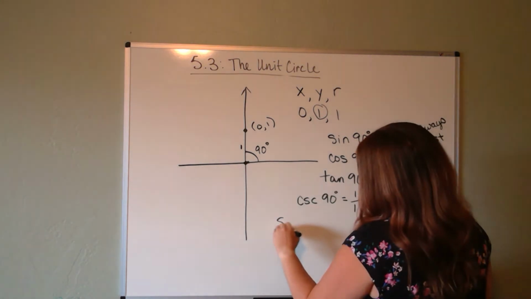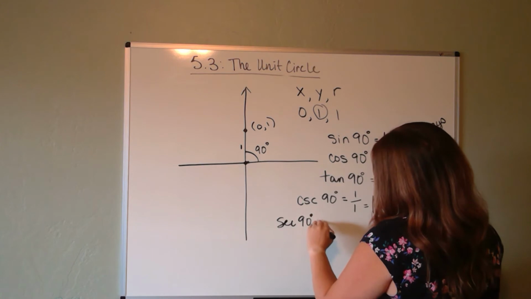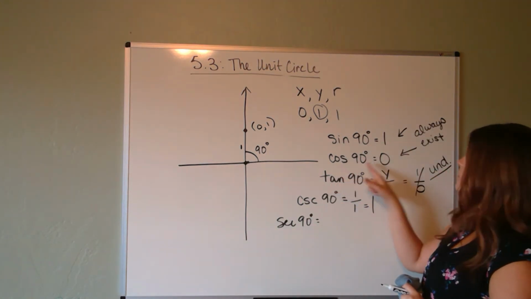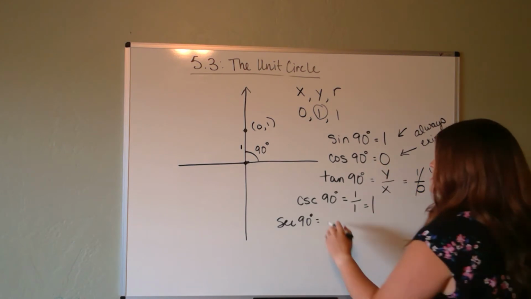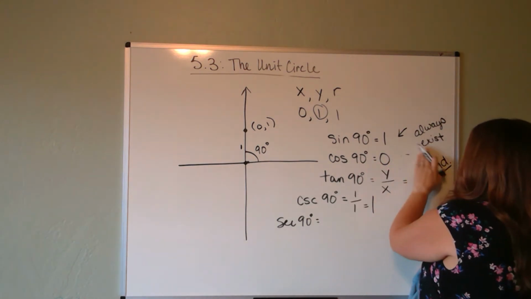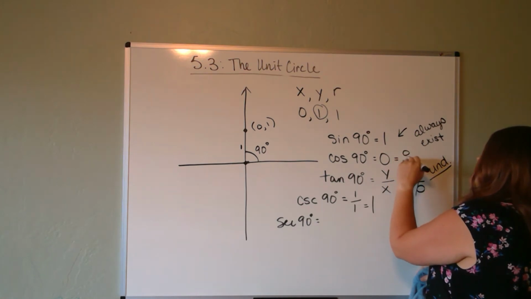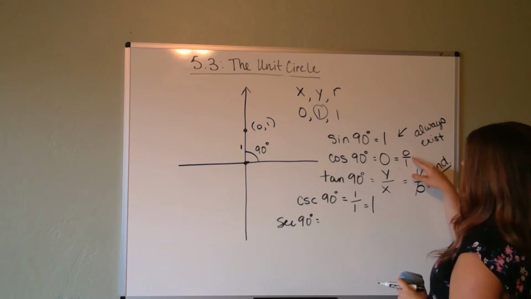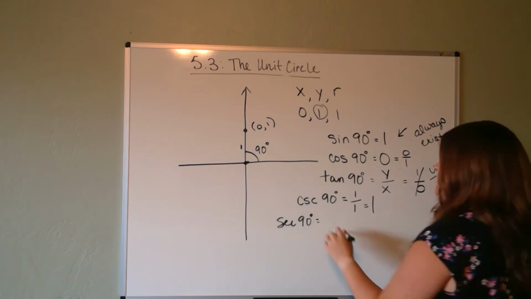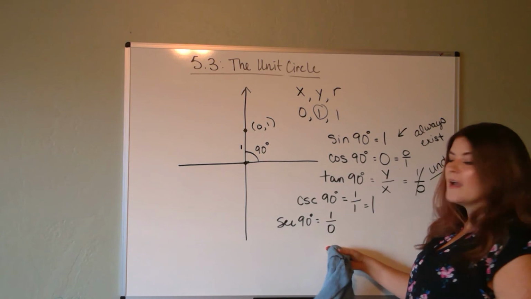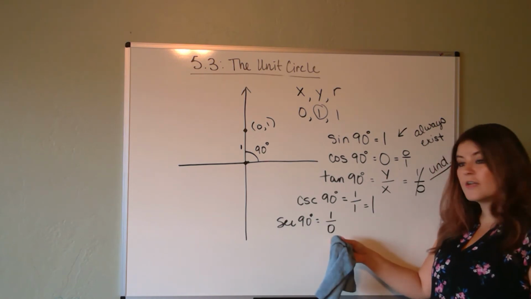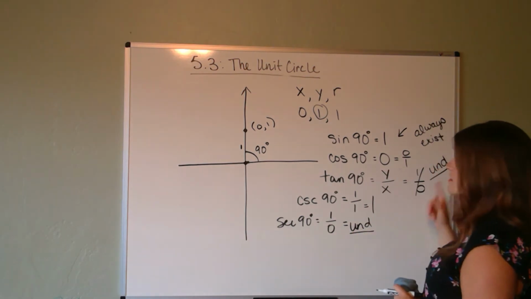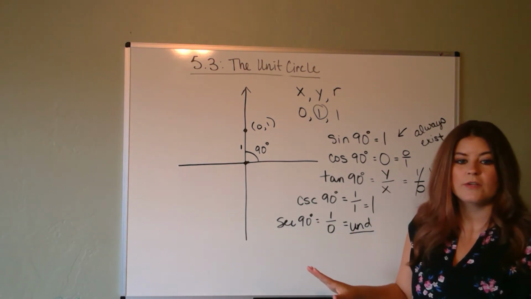Well, let's look at the secant. Secant is the reciprocal of cosine. Remember, cosine is 0. So if you make it 0 over 1, remember, you can put anything over 1 and it's a fraction. So cosine is 0 over 1, and I have to flip it to get secant. What happens? I get that 1 over 0 again. So for 90 degrees, secant is also undefined. So tangent and secant don't exist for 90 degrees.